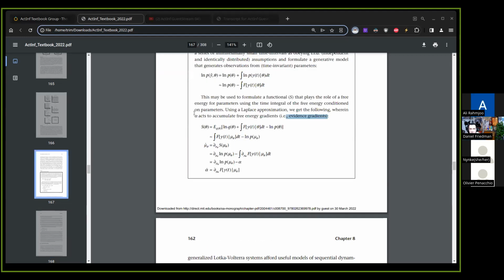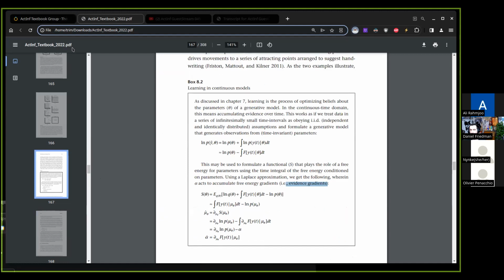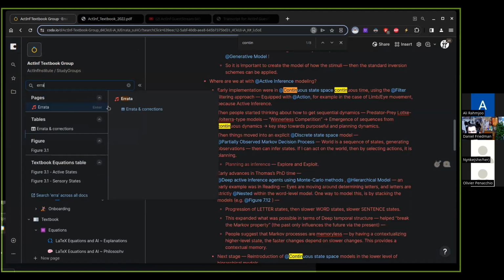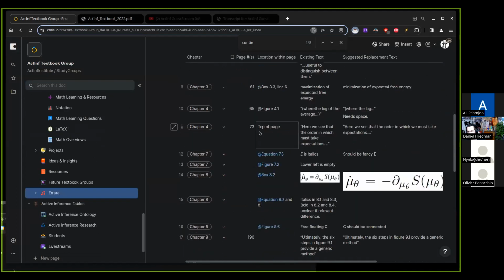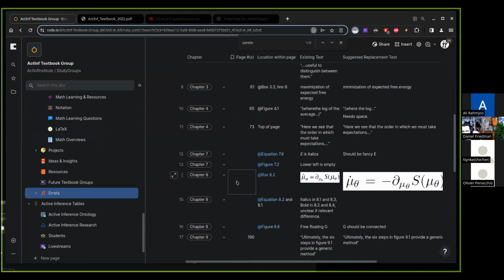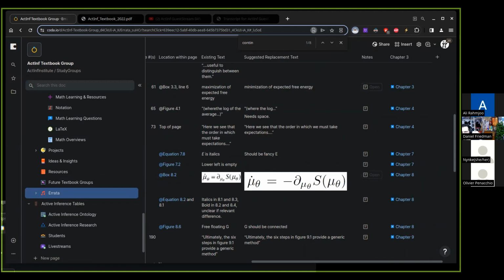Ali. I just wanted to mention a small typo in box 8.2. So the third line in the second block of equations should be minus ds mu theta. So the minus in front of d, I suppose, should be added. Thank you. Good. Glad that we have this one. Thank you.